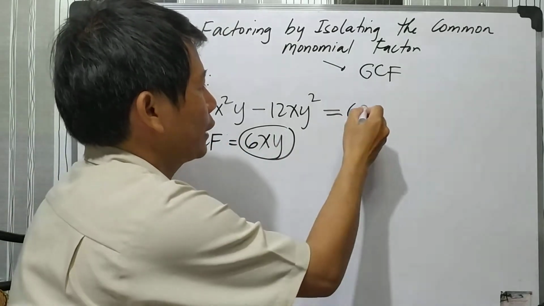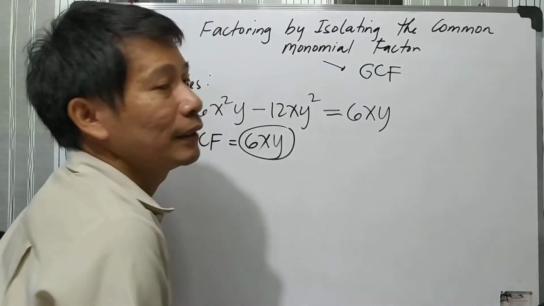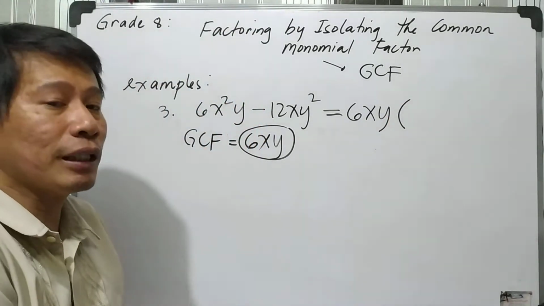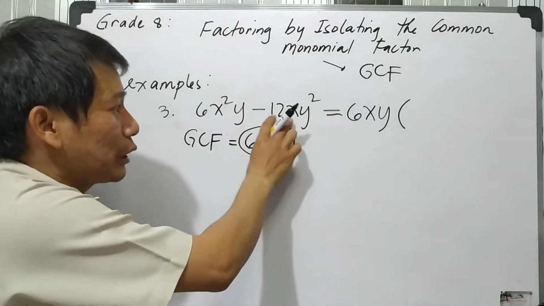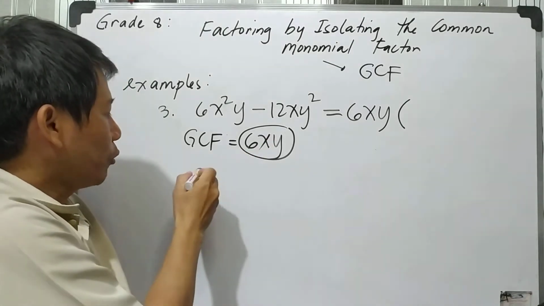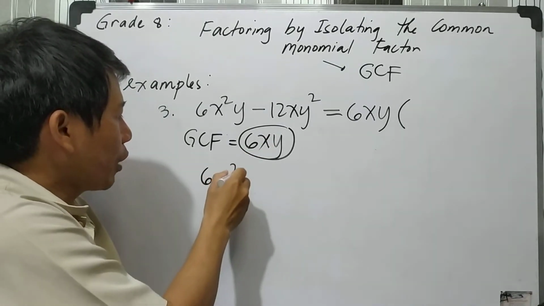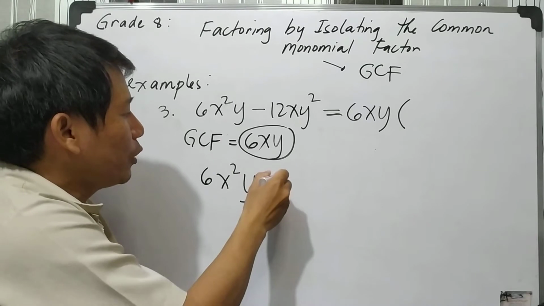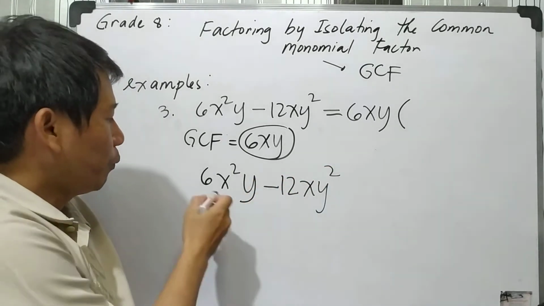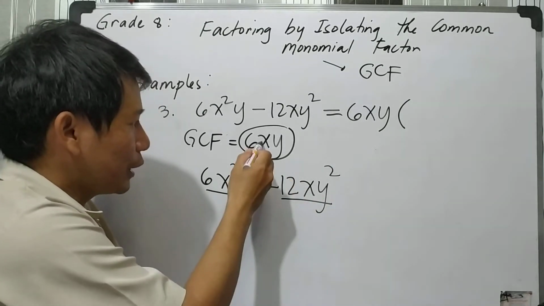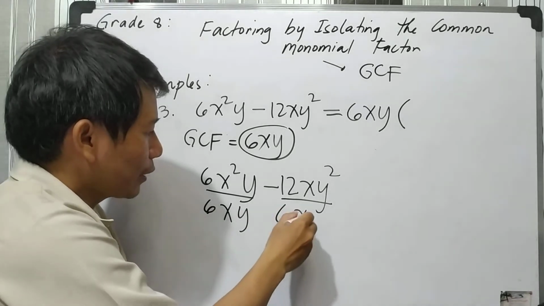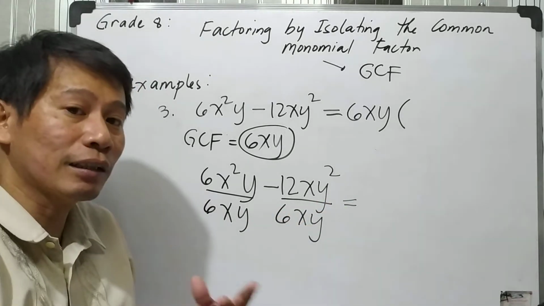So we have here 6xy. Now to get the other factor, just like what we did, we will divide each term of our given by the GCF that we obtained. So we have 6x squared y minus 12xy squared. Divide each by the GCF, 6xy. Let's get the quotient.